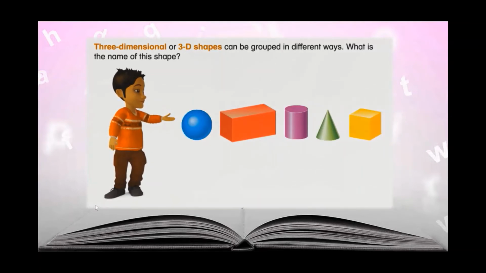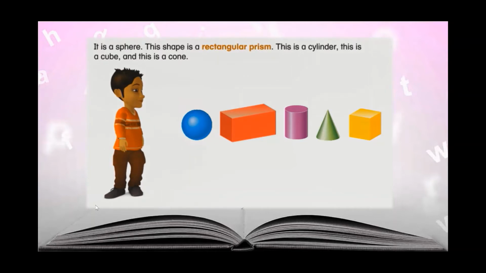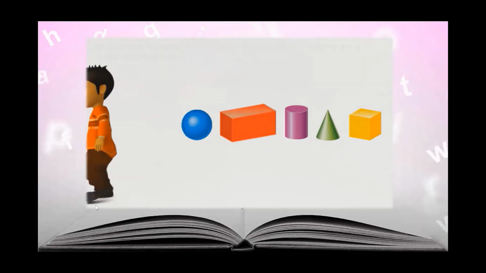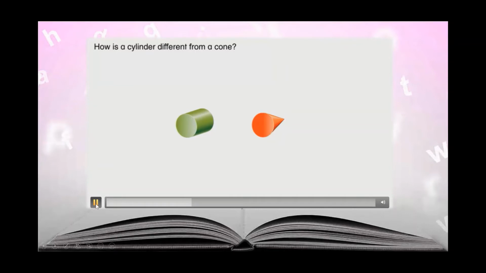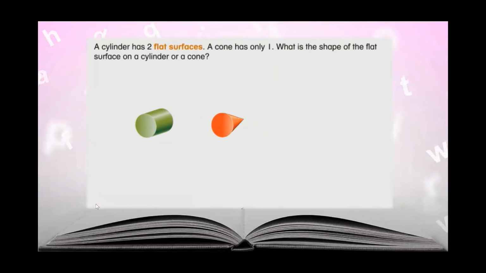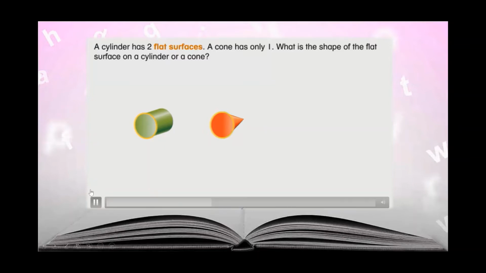Three-dimensional or 3D shapes can be grouped in different ways. What is the name of this shape? It is a sphere. This shape is a rectangular prism. This is a cylinder. This is a cube. And this is a cone. How is a cylinder different from a cone? A cylinder has two flat surfaces. A cone has only one. What is the shape of the flat surface on a cylinder or a cone?